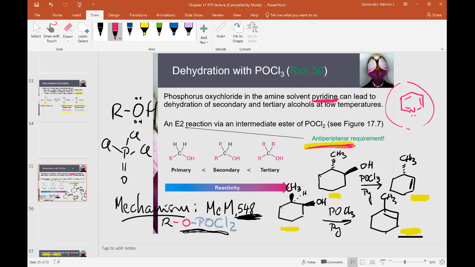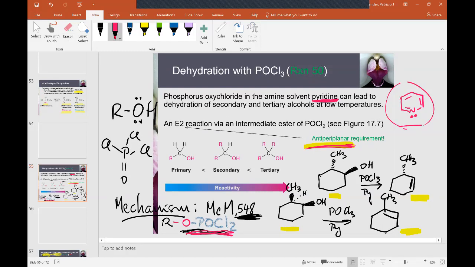I'm giving you a structure there. That is the structure of pyridine. So pyridine will use the lone pair of electrons to abstract the proton that is antiperiplanar with respect to the OPOCl2 group. So this should be very reminiscent of what we learned in the second part of chapter 11. And you may recall that there we analyzed that sometimes you cannot fulfill Zaitsev's rule, and you need to contend with getting the alkene that is not necessarily the more highly substituted product.